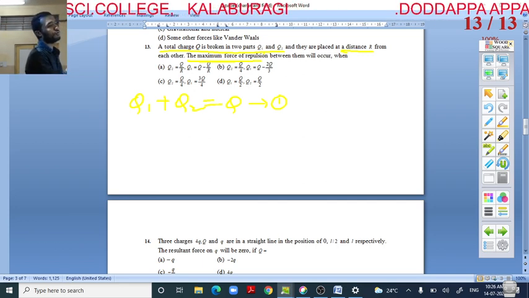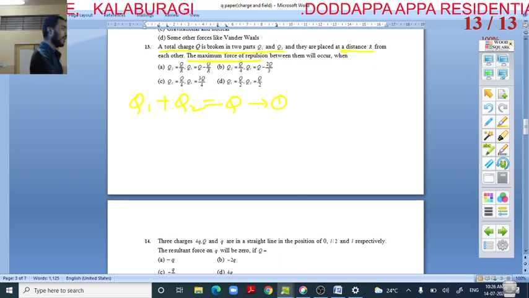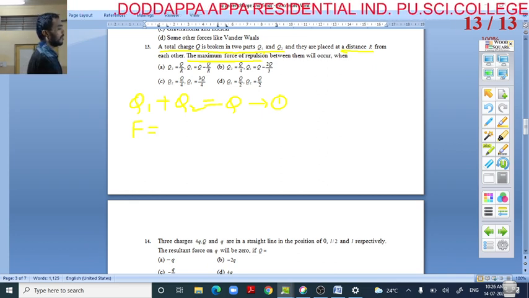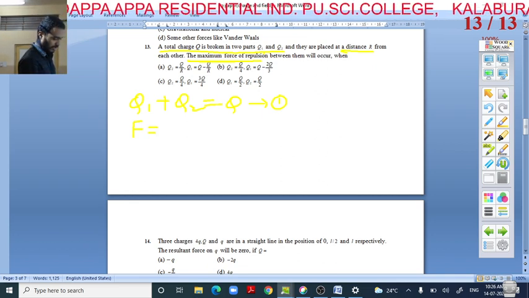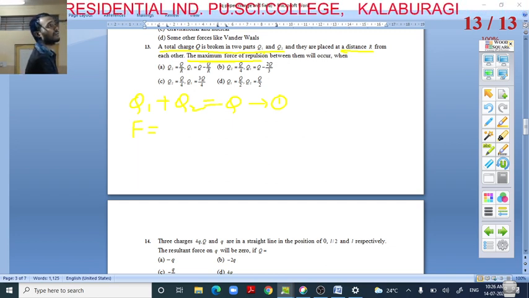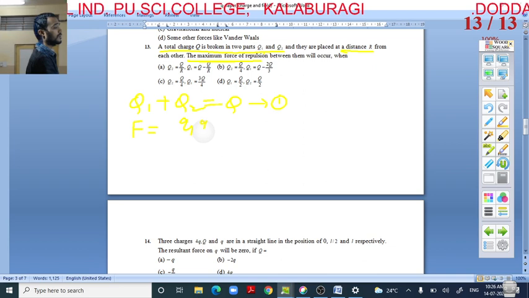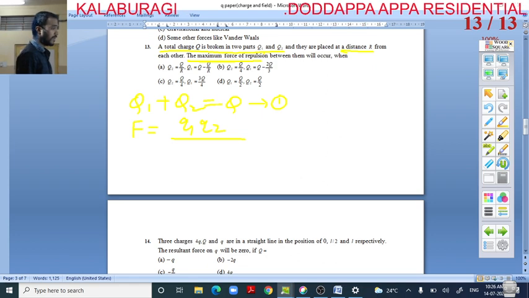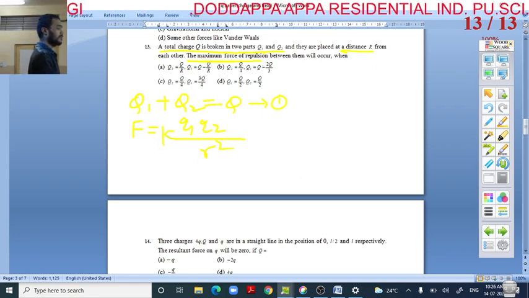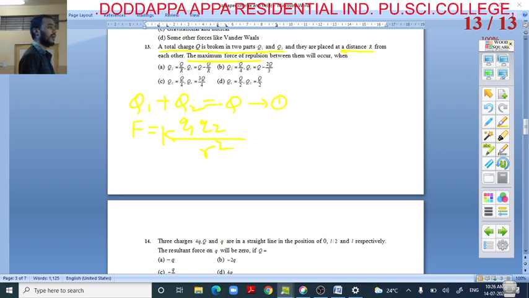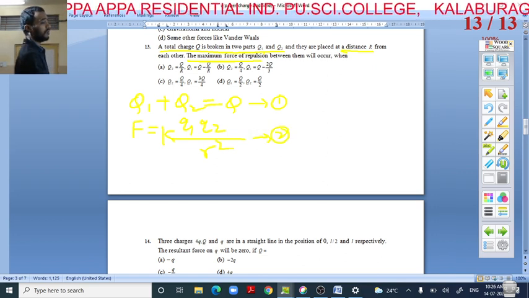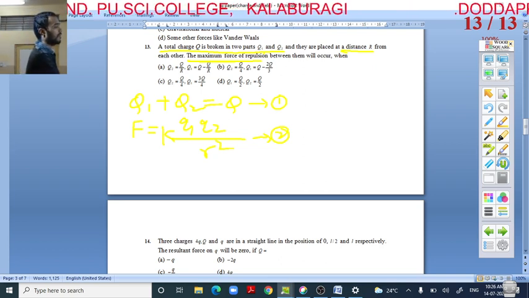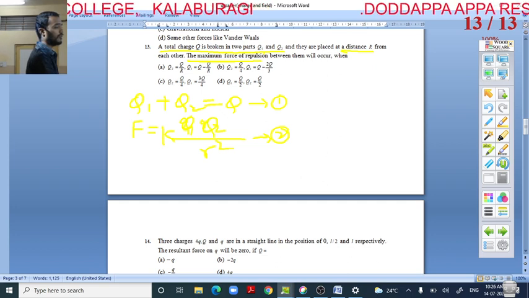He has given Q is equal to Q1 plus Q2. Now I will define the force. Force is equal to 1 by 4 pi epsilon, Q1 Q2 divided by R square. Here I should write K Q1 Q2 divided by R square, and I will call it equation 2. Just write it as capital Q1 and Q2 for our understanding.